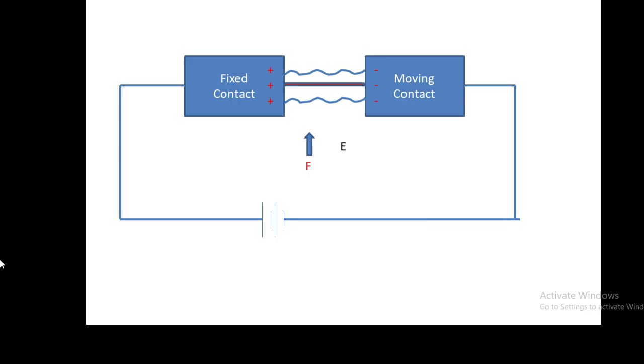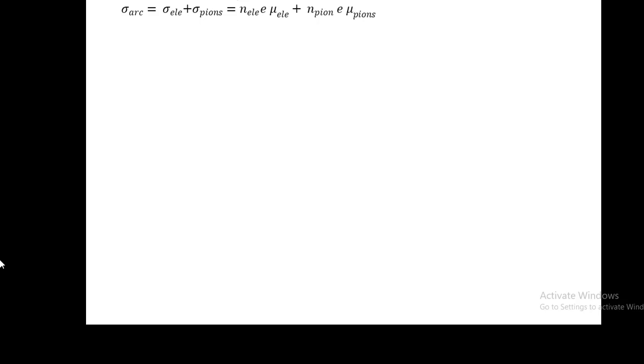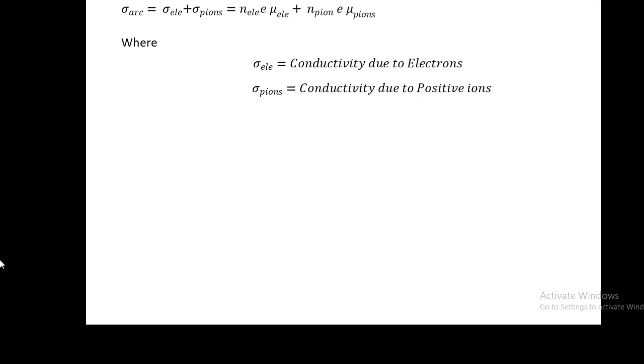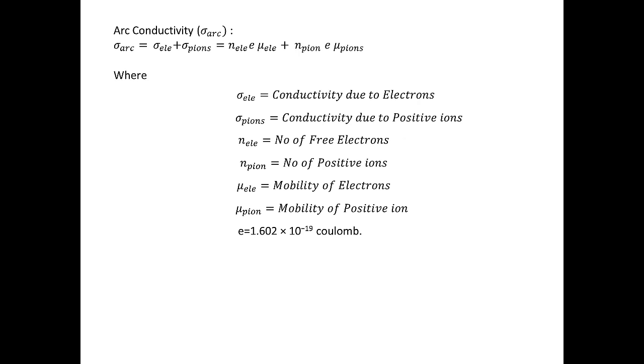And we know that arc conductivity sigma arc equals sigma electrons plus sigma positive ions, equals N electrons into e into mu electrons plus N positive ions into e into mu positive ions, where sigma electrons equals conductivity due to electrons, sigma positive ions equals conductivity due to positive ions, N electrons equals number of free electrons, N positive ions equals number of positive ions, mu electrons equals mobility of electrons, and mu positive ions equals mobility of positive ions, and e equals 1.602 into 10 to the power of minus 19.